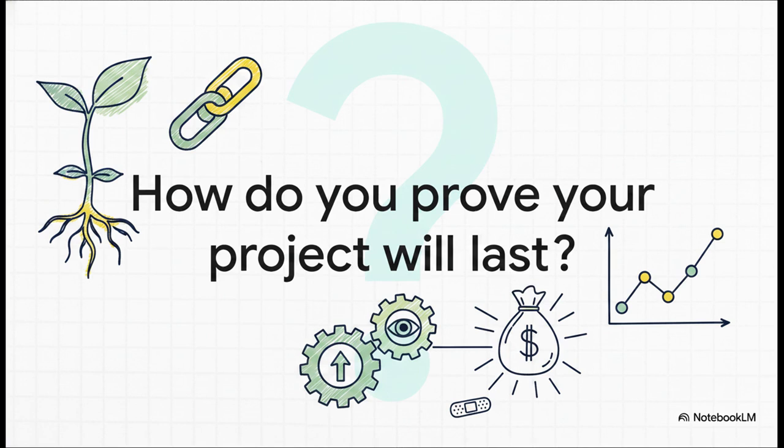Okay, so you've proven the need, you've mapped out the plan, and you've made the ask. But listen, every single savvy donor is going to ask one vital question. How do you prove your project will last after the money runs out? And this is exactly why having robust evaluation and sustainability plans is totally non-negotiable. You have to show them that their investment isn't just a temporary band-aid, but a real catalyst for lasting, measurable change.